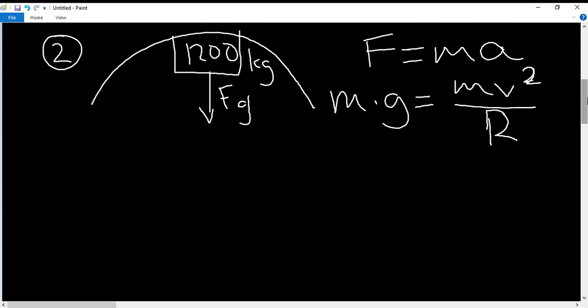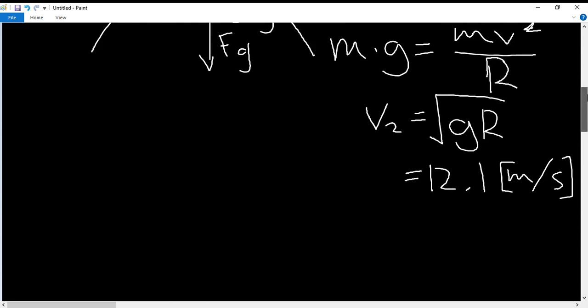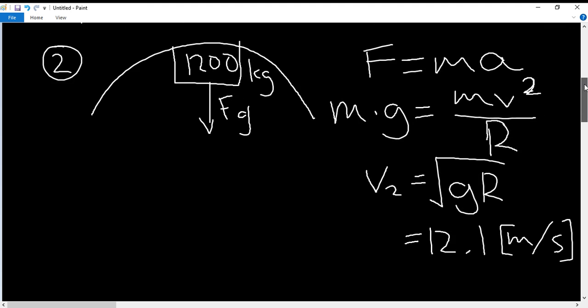And then if we arrange all of that to solve for our velocity, or V2, then V2 is equal to the square root of gravity times radius. And once you calculate it, that should be 12.1, and that's in meters per second. Okay, so there's our velocity.